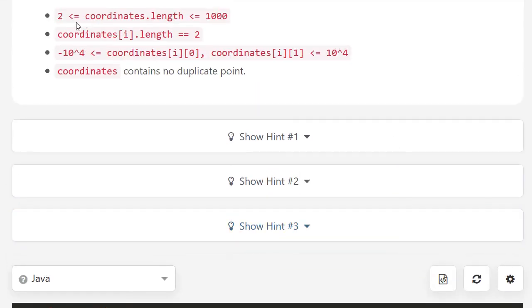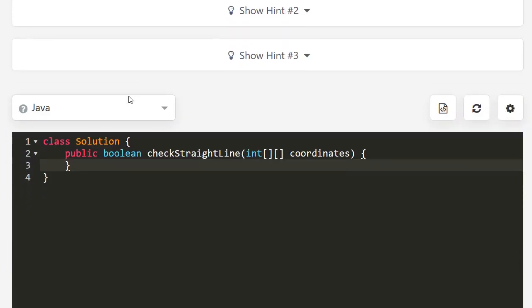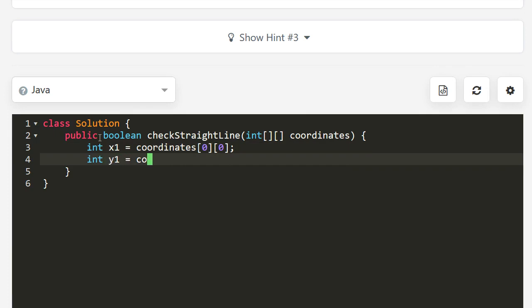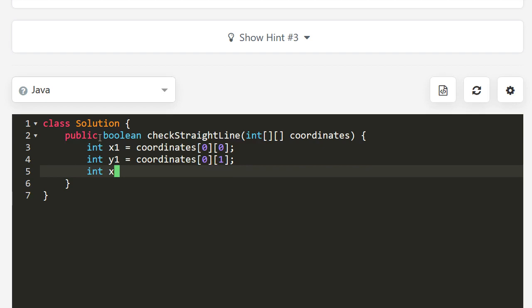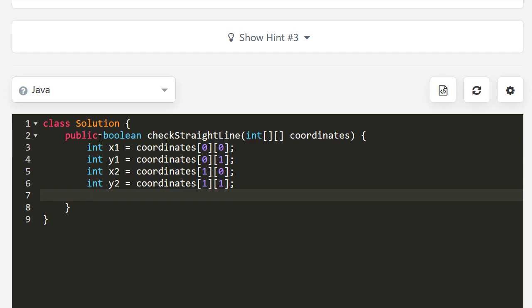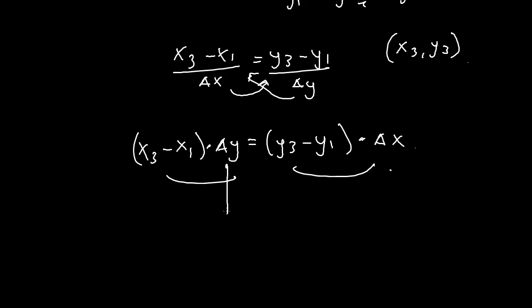At first, they guarantee us that there's at least 2 points. So let's make our path. We have int x1 equal to coordinates at the first point for the x coordinate. y1 is equal to coordinates at the first point at the y coordinate. Then we have x2 and y2 from the second point. Okay, so that means our change in y is y2 minus y1, and our change in x is x2 minus x1.